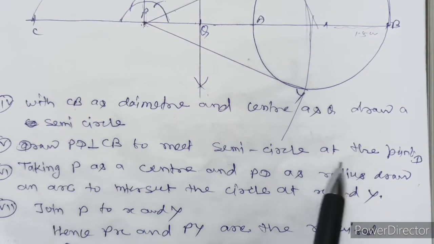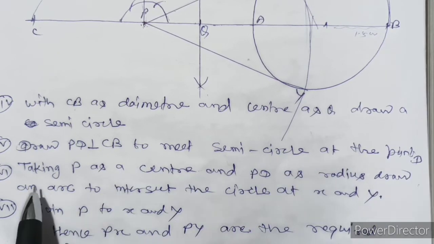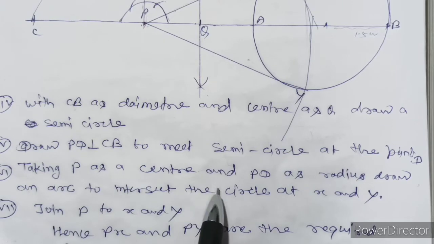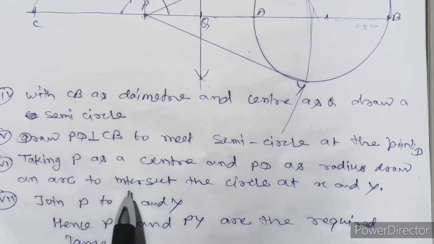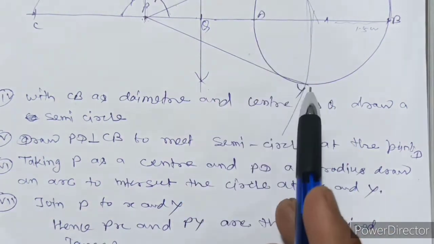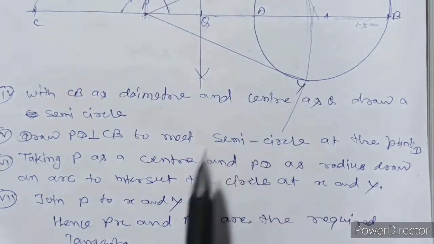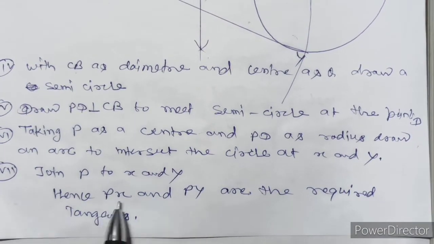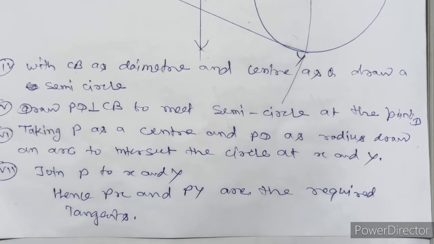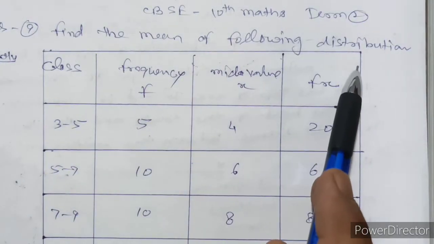Write down the step of construction. PD perpendicular BC meet the semicircle at the point D, and taken the P is the center and PD is the radius of draw an arc X and Y intersect at the circle X and Y. Join to the PX and PY, get to the two tangent, hence we have two tangent PX and PY required tangent. Thanks. In question number 9, find the mean of a given distributions.